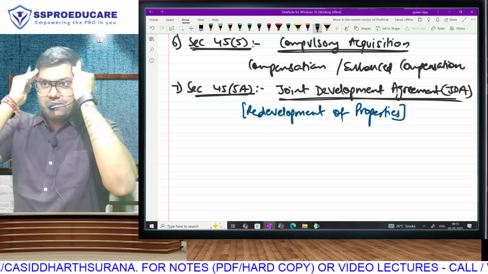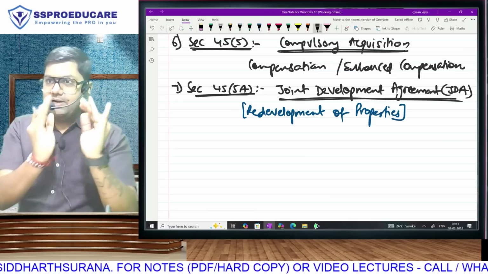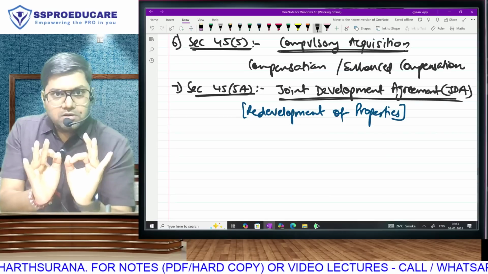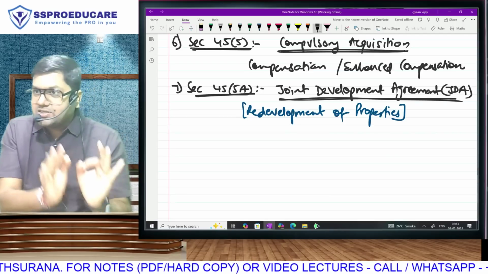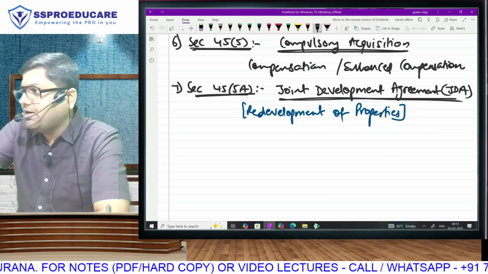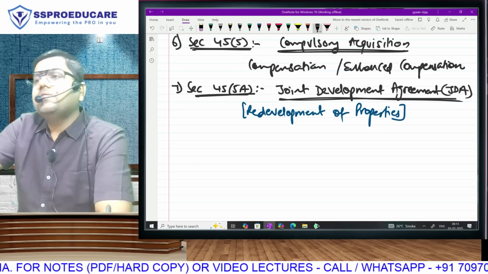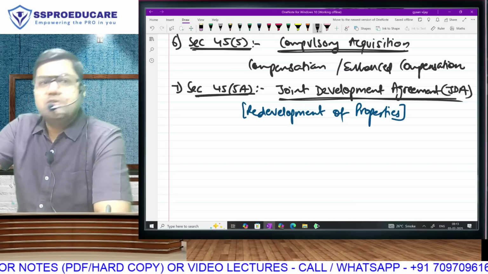You have to keep in mind the owners of the old building. You understand what redevelopment is? The old building gets demolished and in that place the developer constructs a new building. Understand this with the help of the old building owner. See, what is your advantage?